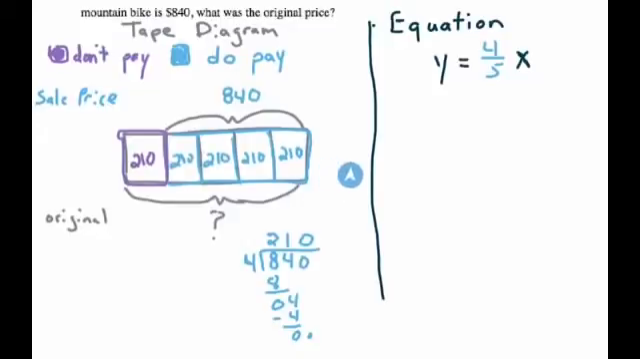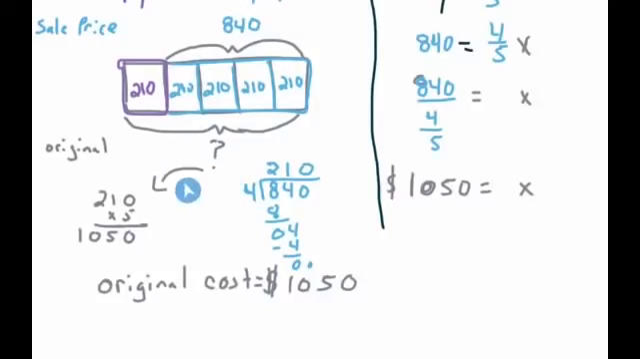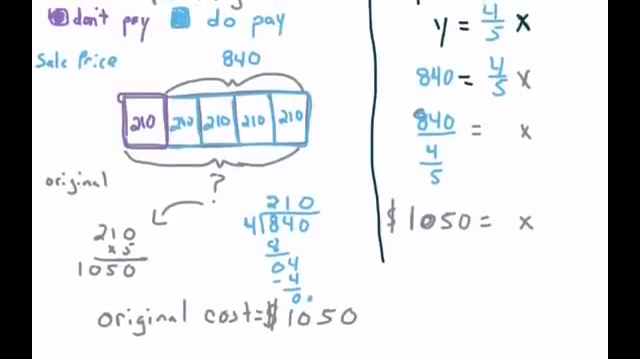So how can we find the original price? We could find the original cost by multiplying 210 times 5, or adding up all of our boxes. And so that would be an original cost of 1,050. If we substitute 840 for y, we can see that 840 is equal to 4/5 x. And x would be equal to 840 divided by 4/5. That would also mean that x is equal to 1,050.